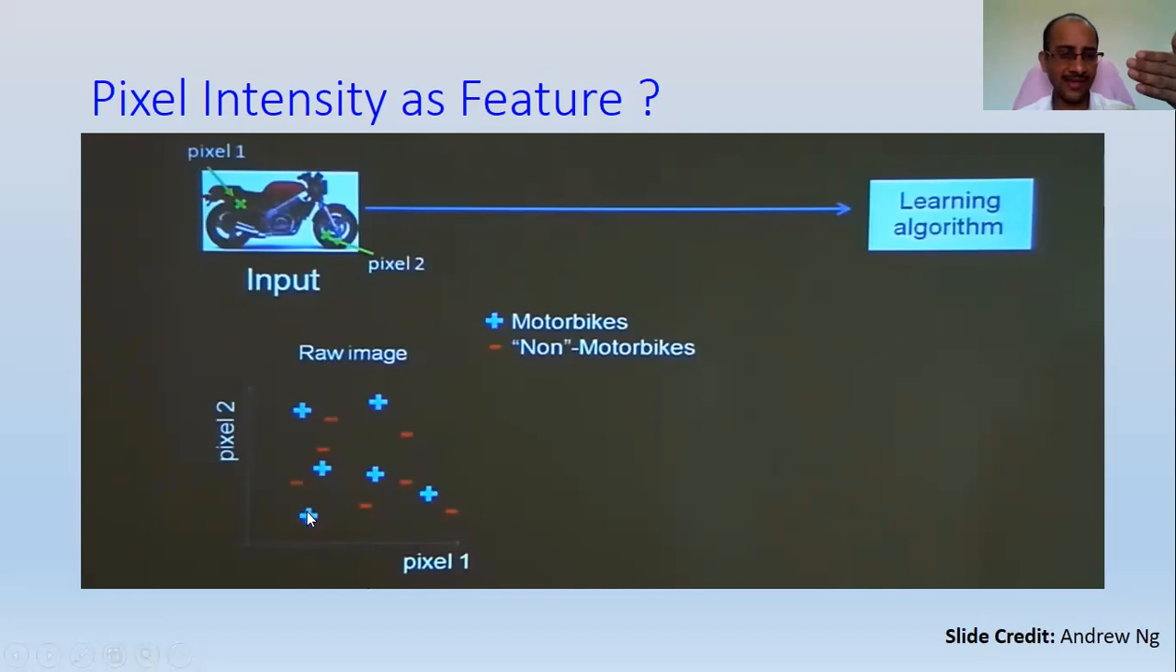If I have one image, maybe for a bike image, and then another image wherein pixel 1 intensity is like this and pixel 2 intensity is this much, each sample represents a data point when we plot them. So now it is not easy to separate the class samples of motorbikes and non-bikes.